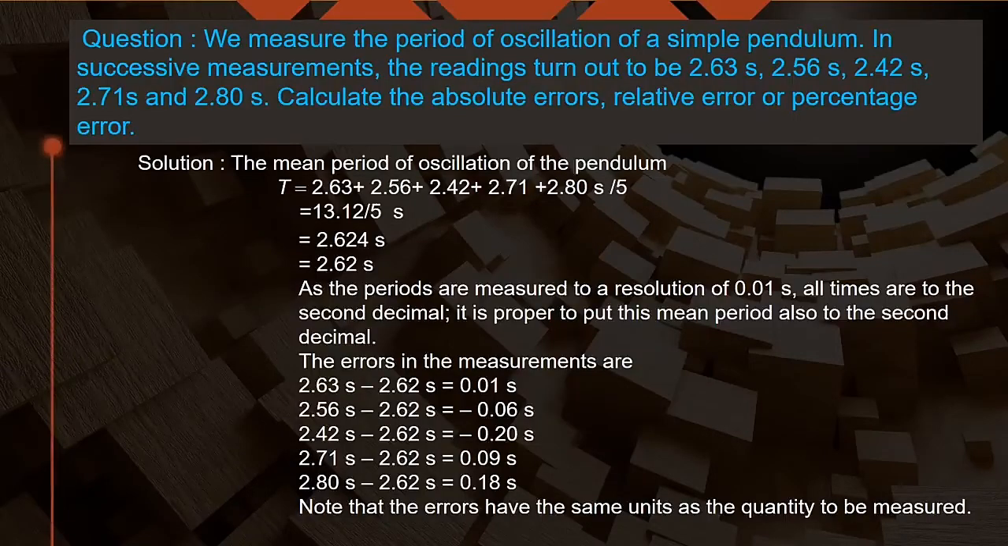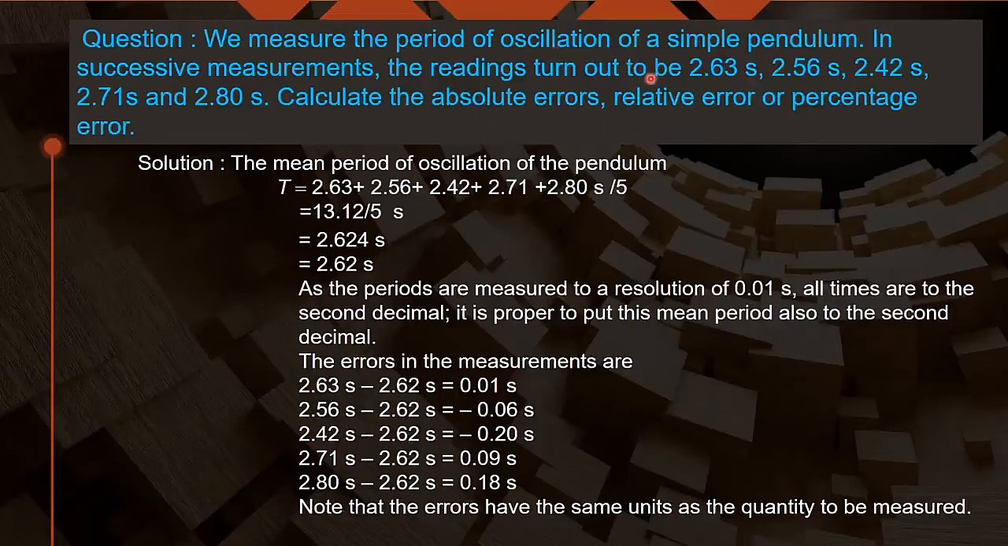There is a question for this. You are measuring the time period of oscillation of a simple pendulum, because you are all aware of the simple pendulum and we can measure the time using a watch clock. That is the example I have selected for you. In successive measurements you get the timings 2.63, 2.56, 2.42, 2.71 and 2.80. You have to find all three errors: absolute, relative and percentage.